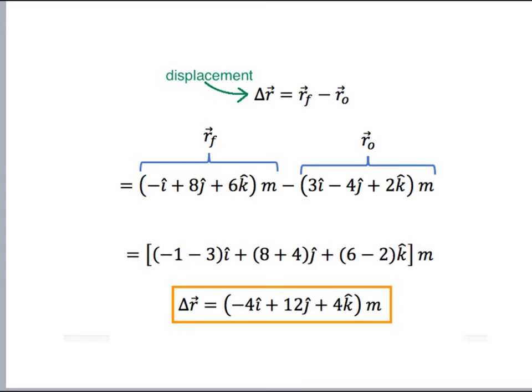And so my answer is that the displacement is delta r equals minus 4 in the i hat direction, plus 12 in the j hat direction, plus 4 in the k hat direction in meters. And so that is my delta r, the displacement.